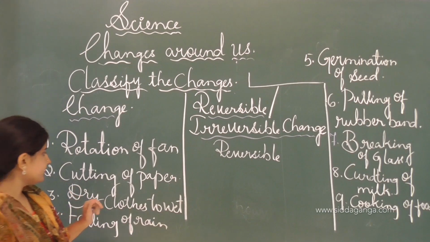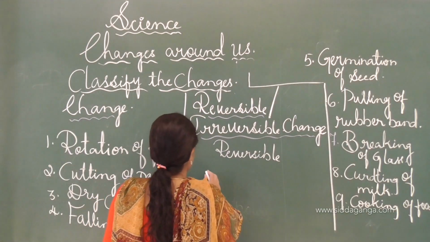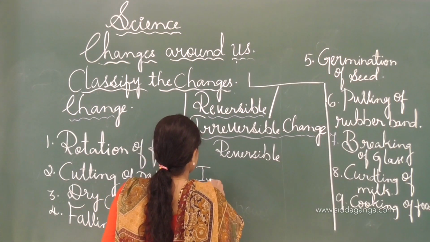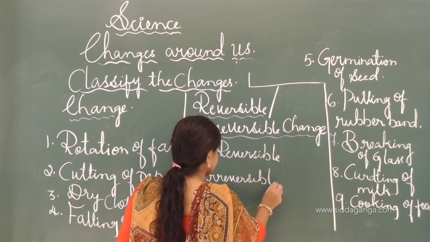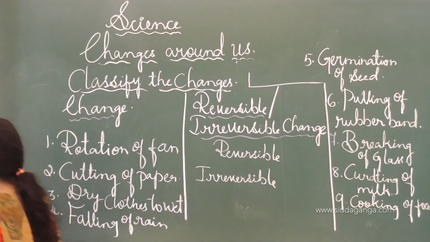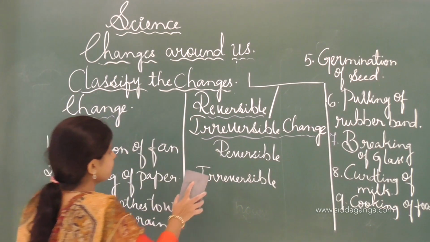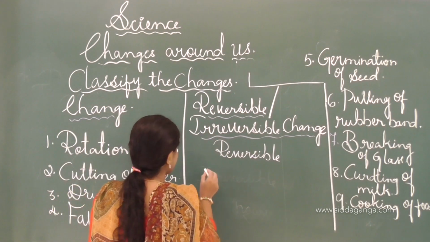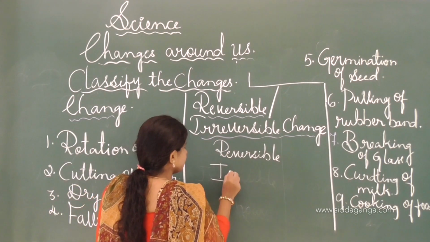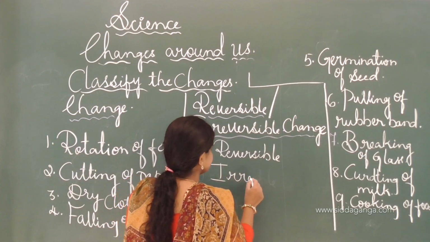The cutting of the paper is an irreversible one. After the paper is cut, we can't make the original paper back. So this is one example of an irreversible change.